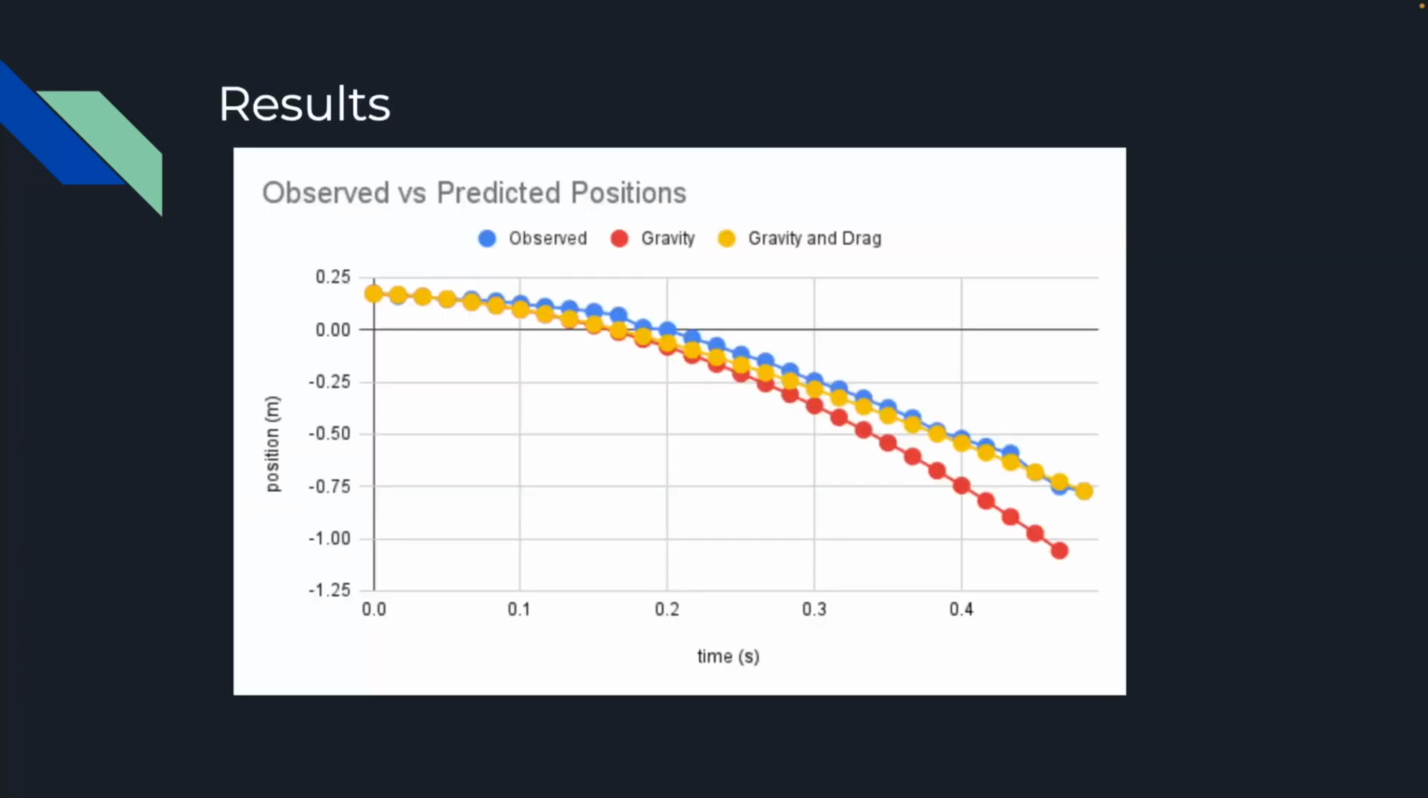Here are the results. The model that has gravity and drag better predicts the position compared to the model with just gravity. At t equals 2 seconds, the difference between the observed and the gravity and drag model appears to be the greatest, and the gravity-only model shows the position at a further point at each time interval compared to the gravity and drag model.